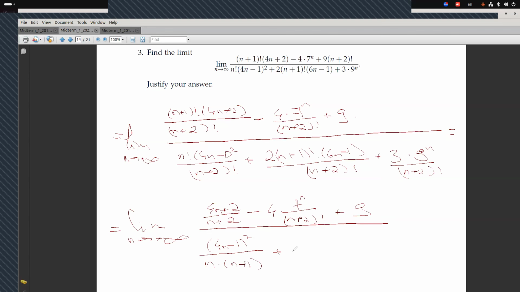Questions? Yeah, could you explain how you did the cancellation of (n+1)! and (n+2)!? We have used the formula that (n+2)! is (n+1)! times (n+2). (n+2)! is the product of all natural numbers from 1 to n+2. (n+1)! is the product of all numbers from 1 to n+1. So (n+2)! we can write as (n+1)! times (n+2).